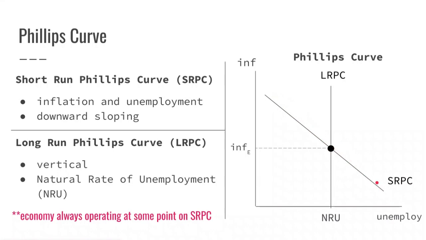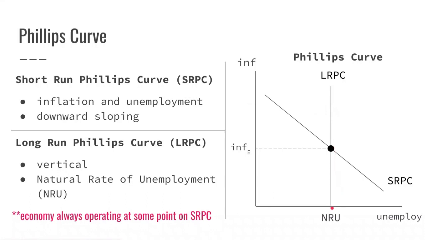And then our long run Phillips Curve, our LRPC, as you can see here, is a vertical line because it's always placed at the natural rate of unemployment. No matter what the rate of inflation is, it will always return to the natural rate of unemployment in the long run, which is why it's vertical.